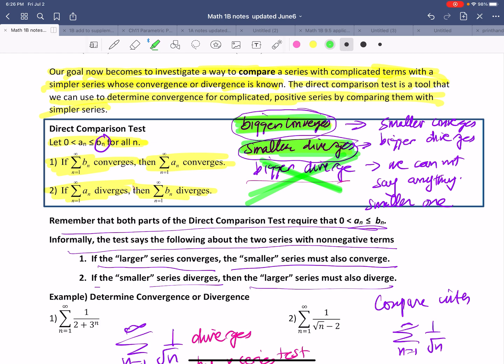That's all for this video. In the next video we'll talk about the ratio and root tests for series convergence.